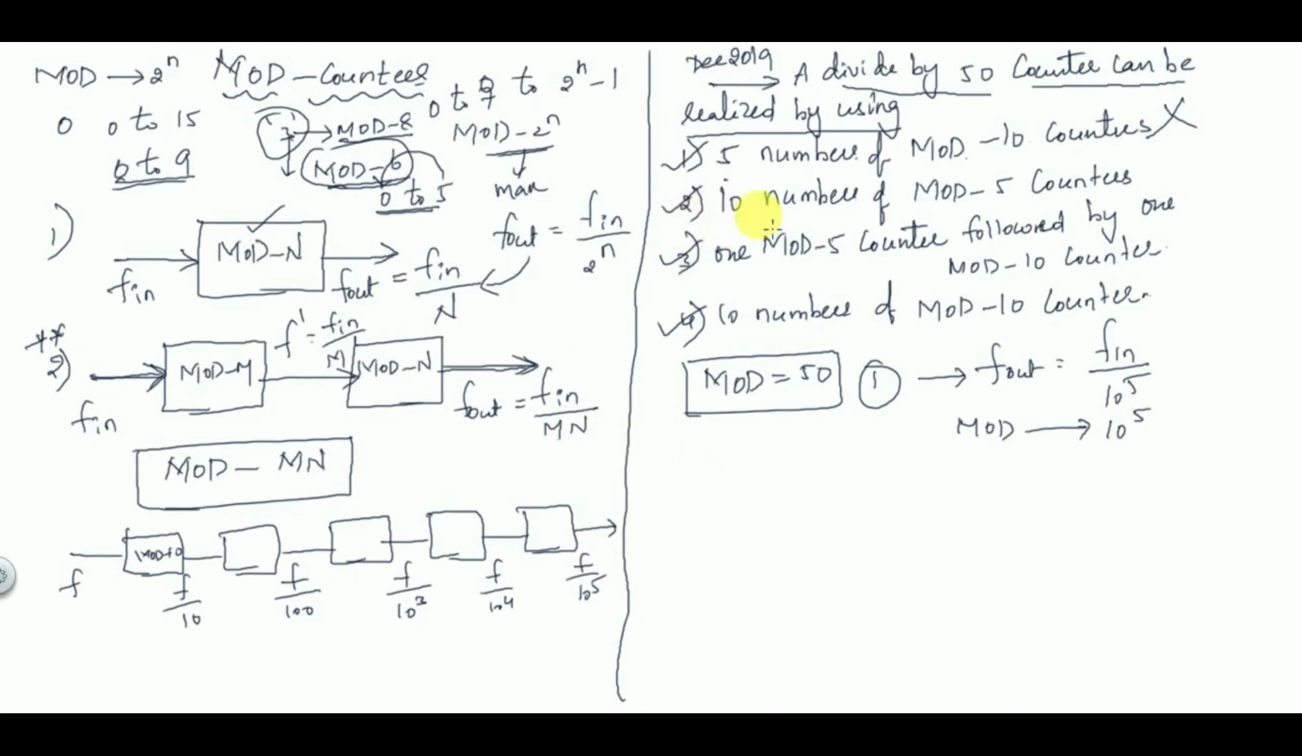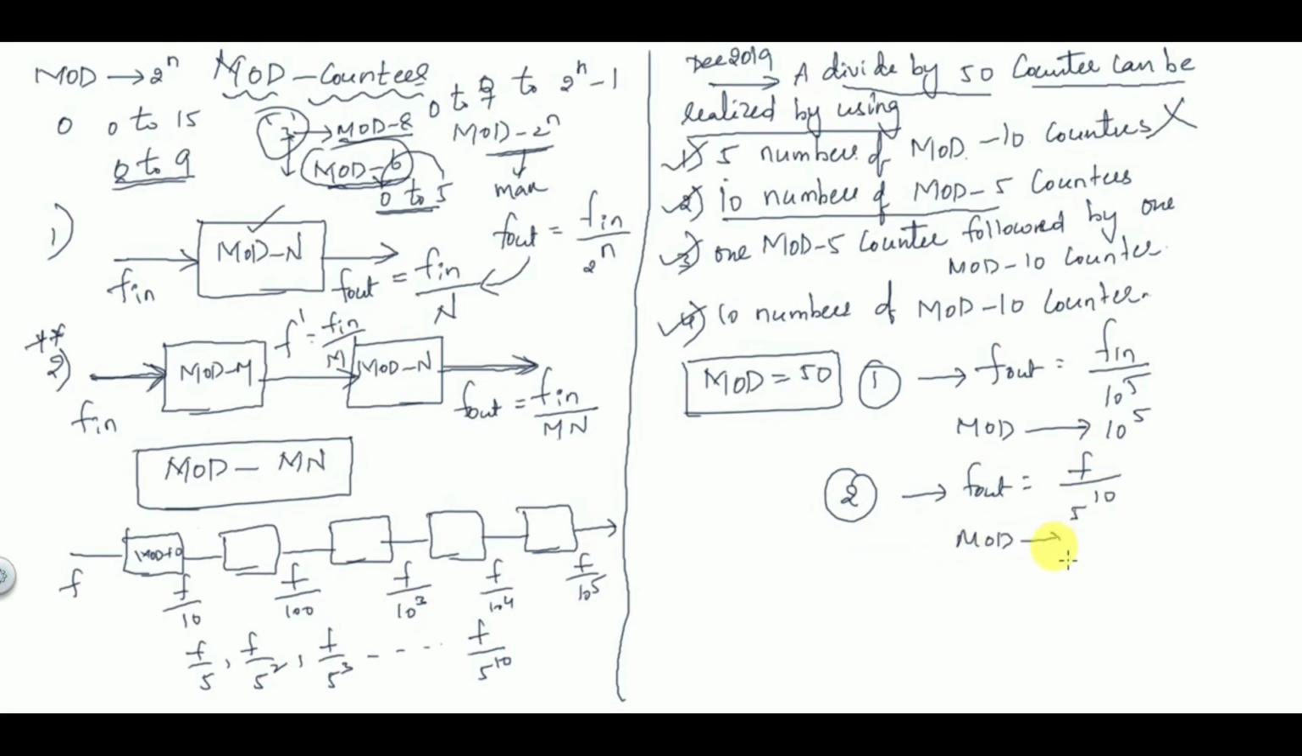Similarly, take the second option, 10 mod 5 counters. So you are going to use 10 mod 5 counters. The output of the first mod counter will be f by 5, the second f by 5 square, f by 5 into 5, the third f by 5 cube, and so on. The output of the tenth will be f by 5 power 10. So for the second case, f out is f by 5 power 10, and the modulus value is 5 power 10, not 50.